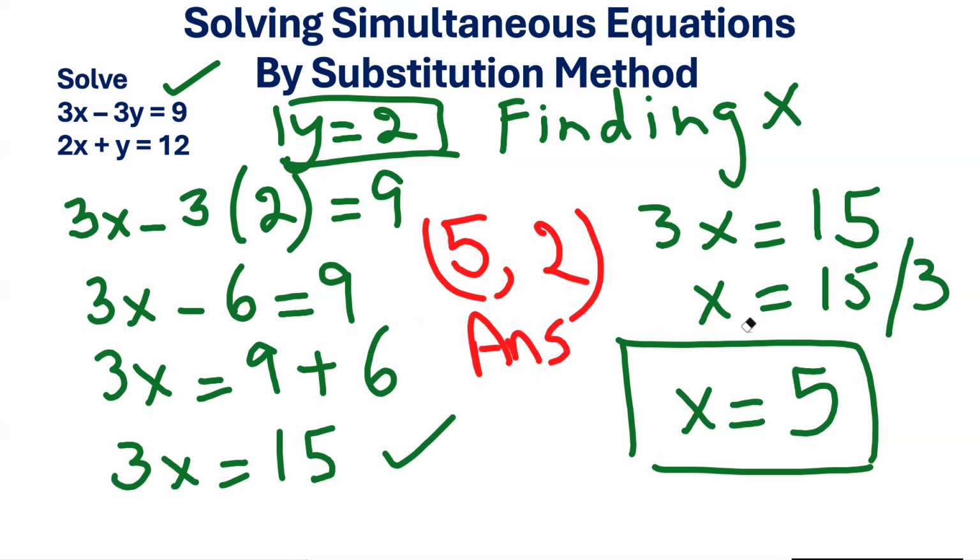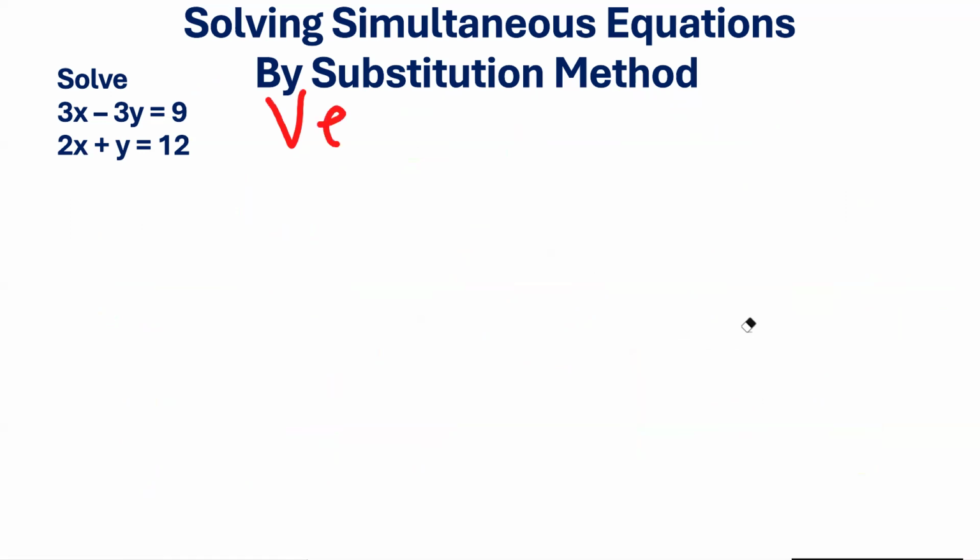Now we will do verification. We substitute these two values, 5, 2, in the equations, and they will be satisfied. Let's start verification. How to verify our answers? What is the answer? x is equal to 5 and y is equal to 2. This step is called verification.